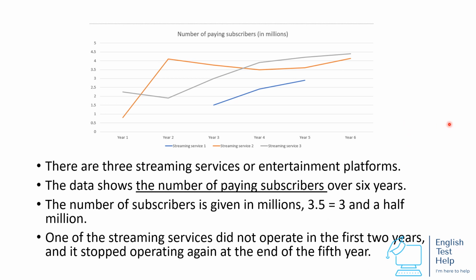Lastly, one of the streaming services did not operate in the first 2 years, and it stopped operating again at the end of the 5th year. So see streaming service 1, which is a blue line, it only ran for 3 years. So this is a big contrast that you must write about in your Task 1 writing response.